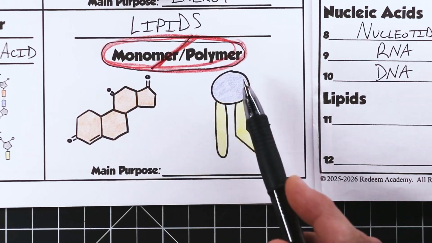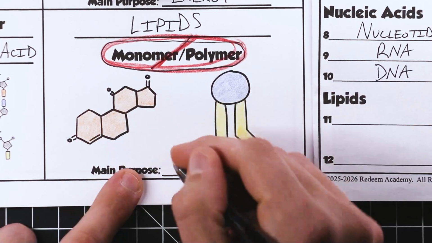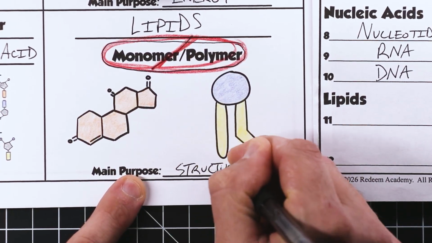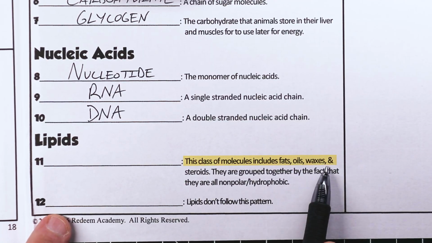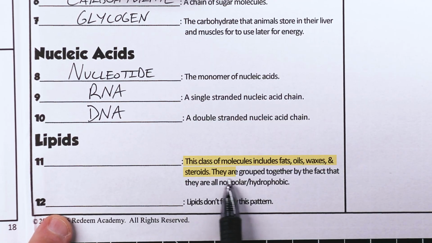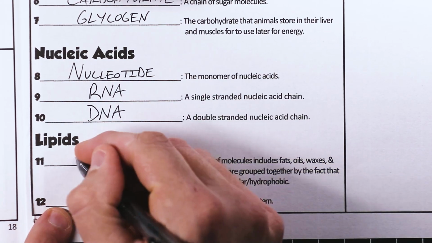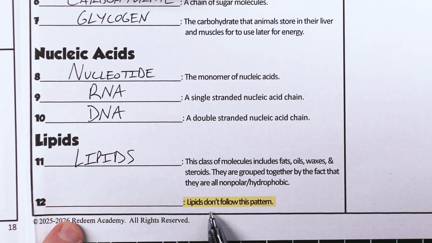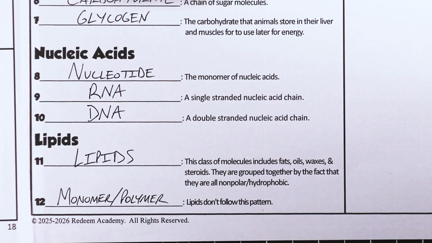You've learned about phospholipids, you've learned about steroids or cholesterol, and lipids in general. You learned about them in the cell membrane. Their main purpose is structure. And so, the class of molecules that includes fats, oils, and waxes, and also steroids like cholesterol, they are grouped together by the fact that they are nonpolar and hydrophobic. Those are called the lipids. And they don't follow the monomer-polymer pattern.